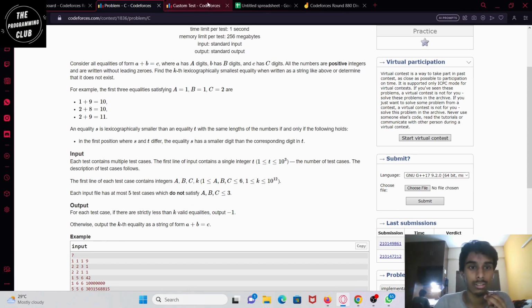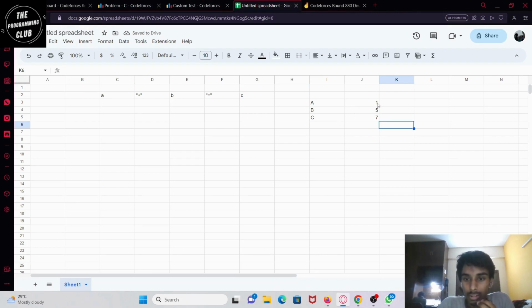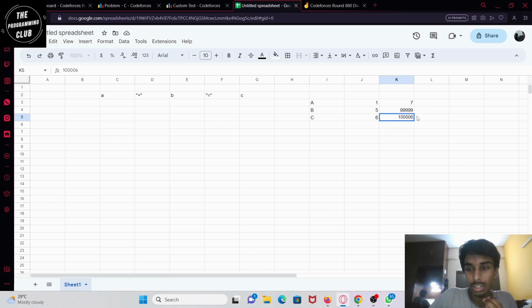Observe that, let's say A is 1, B is 5, and C is some 7. Obviously, if you add these two numbers, let's say this number is 3, this number is 99999, obviously you can't get any number with 7 digits, so it is impossible. But observe that it is possible with 156, because you can have this 9999, you can have some 7, and here you'll get 10006. So it is possible with 156. And also we can have 516. This is also possible.